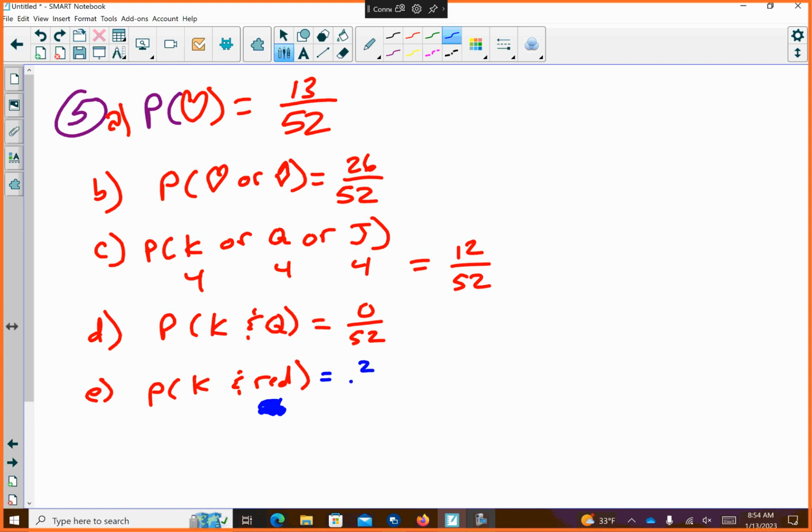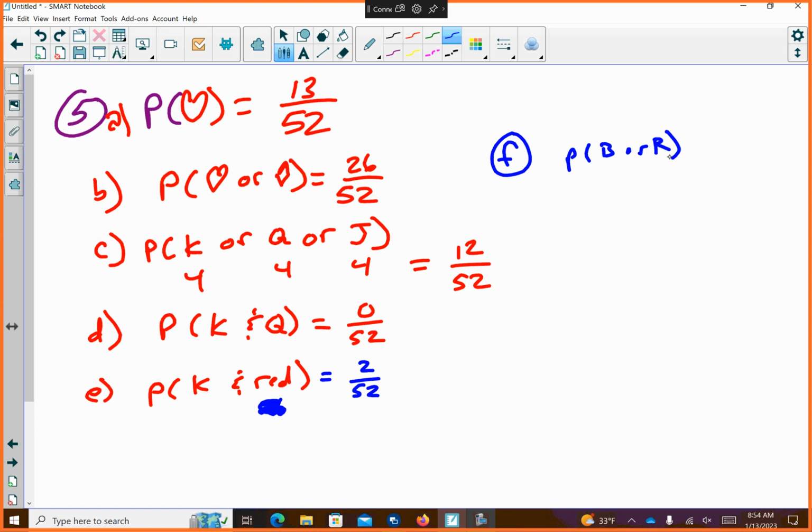So I get 2 out of 52. Cool. Letter F. Probability of getting a black or a red. So it's one or the other.